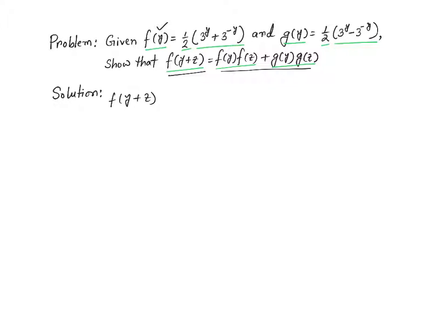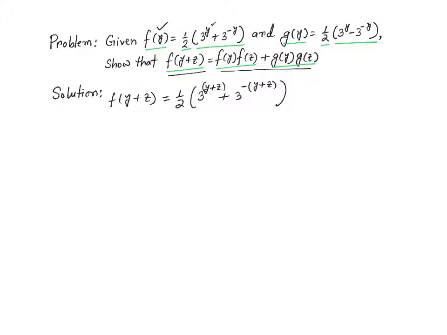So we are going to take this definition and rewrite this as f of y plus z. Instead of y, look, here I have y, I'm going to replace it with y plus z. So it's going to be 3 to the power y plus z plus 3 to the power negative y plus z. This is what we are going to get.